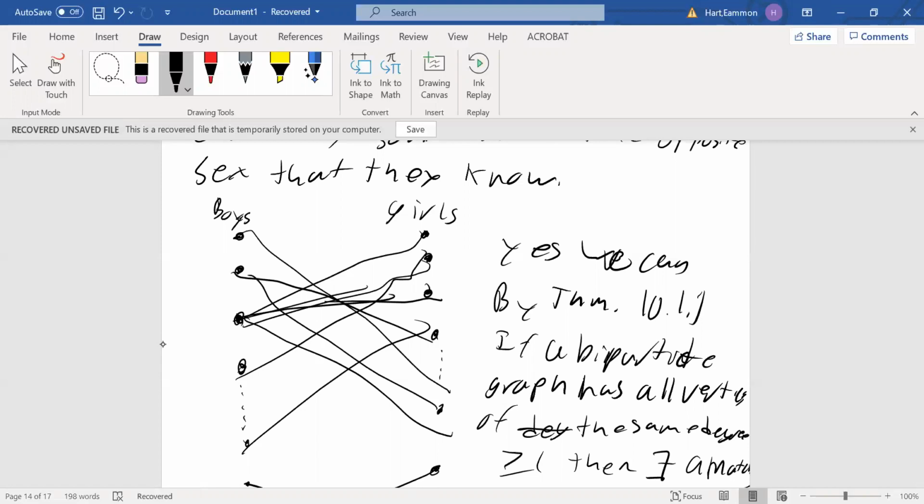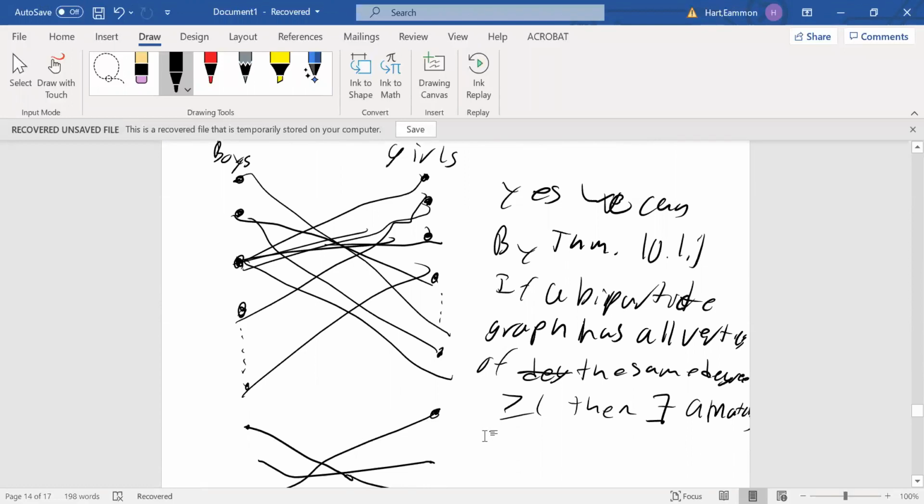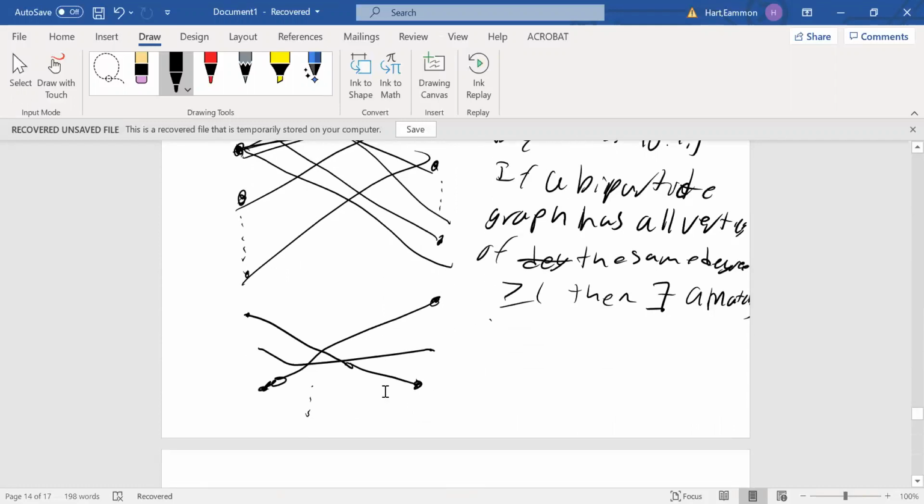And it turns out, yes, we can, because of Theorem 10.1.1 in our book, which says if a bipartite graph has all vertices of the same degree greater than or equal to 1, so we can't have degree 0 for everything, then there exists a matching. A matching is just a way to pair up everything on one side of our bipartite graph with something on the other side. So in the end, we get a subgraph, basically just deleting a ton of these edges in the middle, such that everything is of degree 1.